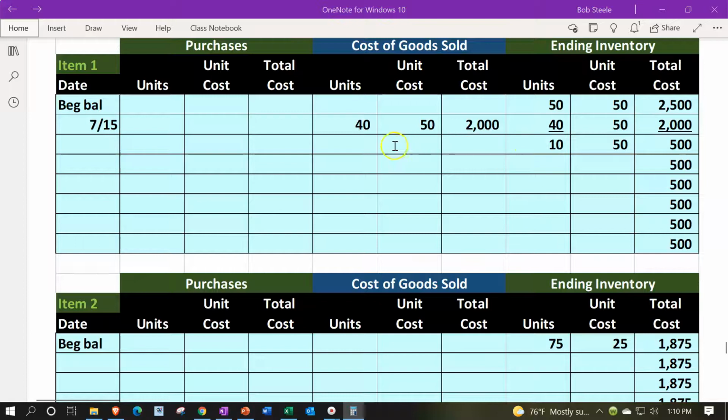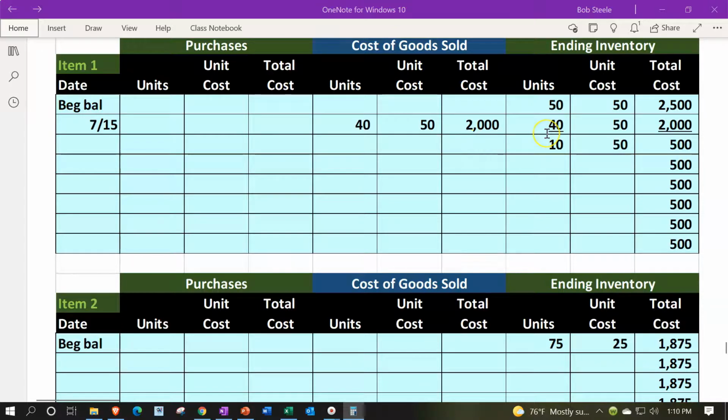We're assuming we sold 40 units at $50, $2,000. That's where the $2,000 cost comes from. That's the cost of goods sold. That's the decrease in the inventory. That is not what the sales price is. We might use the cost in order to generate the sales price, but what we're tracking right here, the cost, is what we're looking at here.